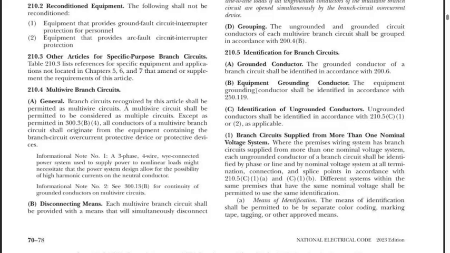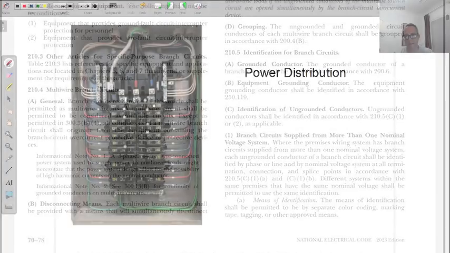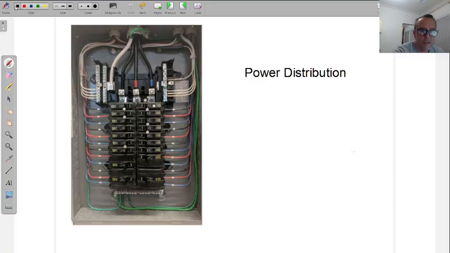What this is going to tell you is, and you might know these already, and you can see it here, let me use another color since it's a little bit dark. These are our neutrals. The neutrals are either white or gray, and grounds are green. They could also be bare copper. Now, you don't have to write any of this down because this class isn't about this. This is a code thing. You can come back to the code and check some of these out.